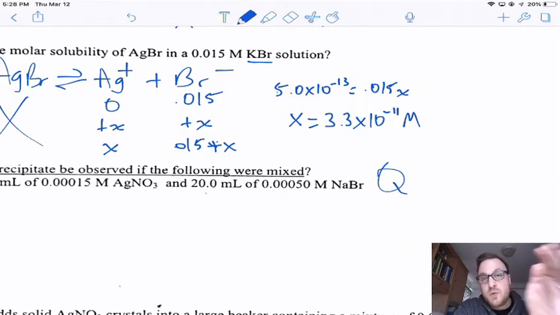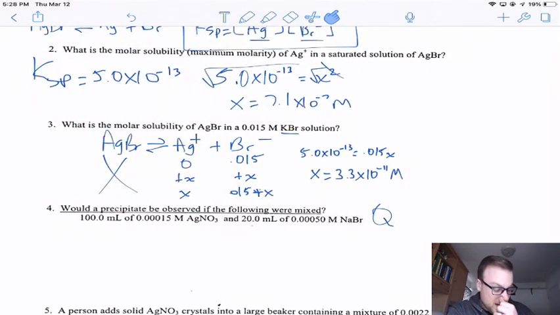So if we were to calculate this right now, if Q were to equal K, we would say it was at equilibrium, and therefore it's completely saturated. We have dissolved the perfect amount. We would have dissolved exactly what we calculated in number 2. So if we get what we solved for X, if our Q would equal K, then we have dissolved the maximum amount of AgBr and it would be perfectly saturated.